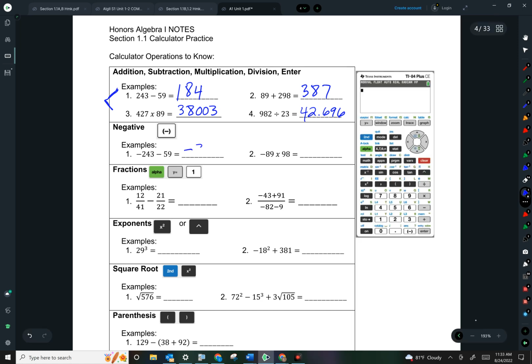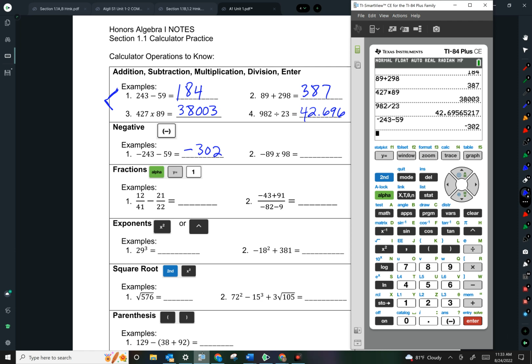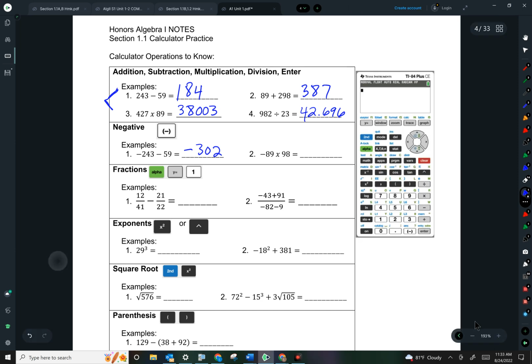So negative 302. On the next example, I'm going to have to put a negative in front of the 89. So use the negative key down at the bottom, negative 89, and then I have times 98. So times 98, and that's going to give us an answer of negative 8722. If you use a minus sign where you should use a negative, you're going to get an error.